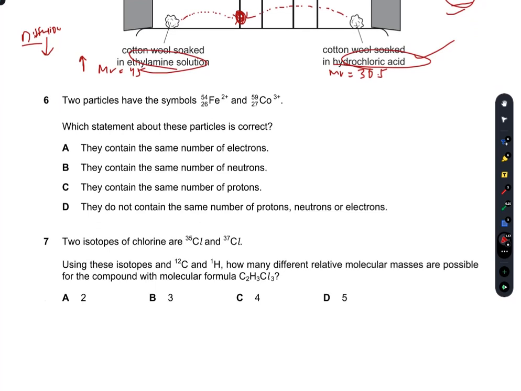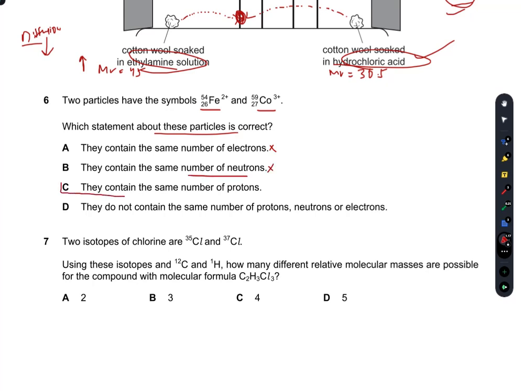Two particles have the symbols Fe²⁺ and Co³⁺. Which statement about these particles is correct? They contain the same number of electrons. No, an Fe²⁺ ion has 24 electrons, whereas Co³⁺ has 24, so they do not have the same number of electrons. They contain the same number of neutrons. Their number of neutrons is also different.